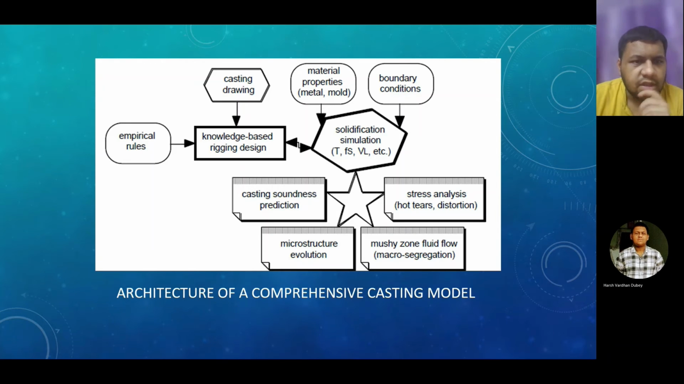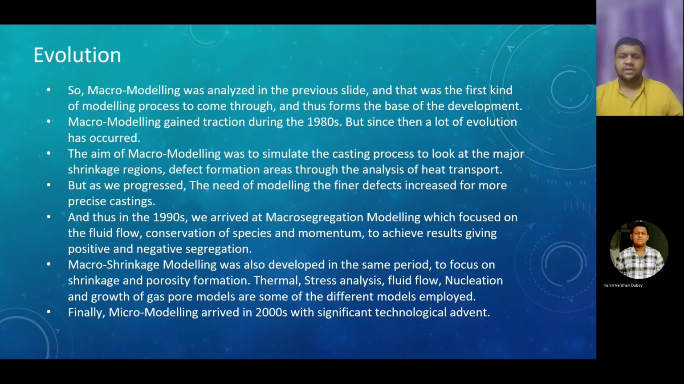Moving forward, evolution. This slide in totality gives us a brief overview of how solidification modeling as a process has been developed. The macro modeling, the diagram or architecture shown in the previous slide, came first. It gained traction during the 1980s, and since then a lot of evolution has occurred, as is evident. The aim of macro modeling was to simulate the casting process to look at the major shrinkage regions, defect formation areas, and the analysis of heat transport.